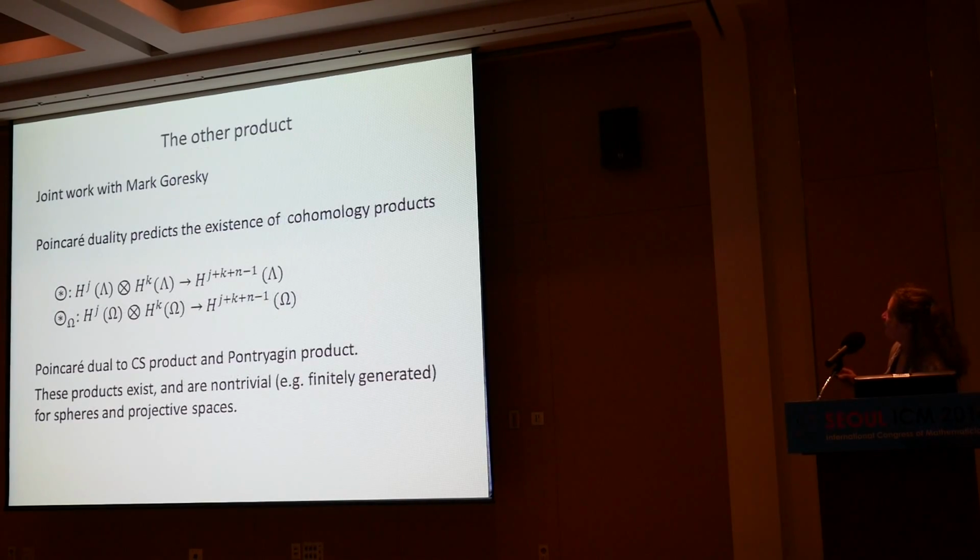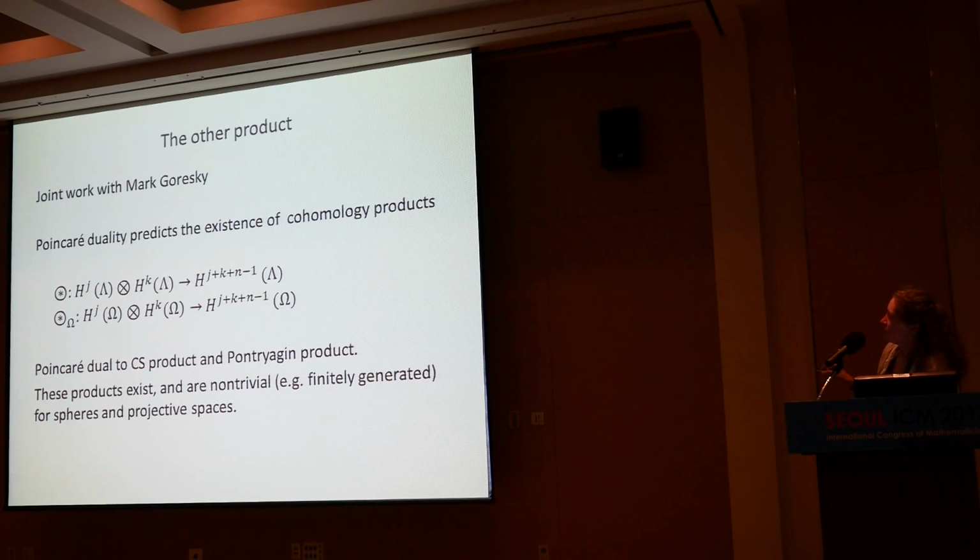Okay, so here's the first example. This is the other product that I said, where's the other product? This is joint work with Mark Goreski. Poincare duality predicts the existence of cohomology products. So these are cohomology products on the free loops and cohomology products on the base loops.